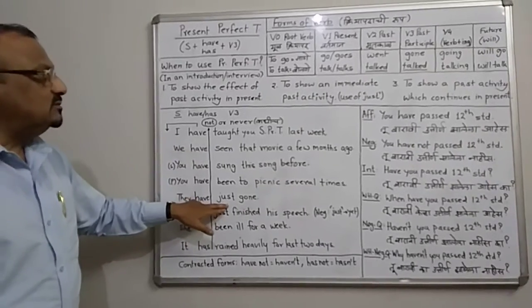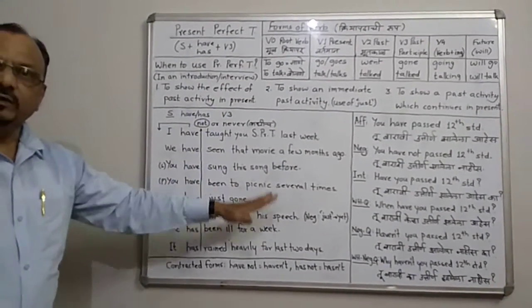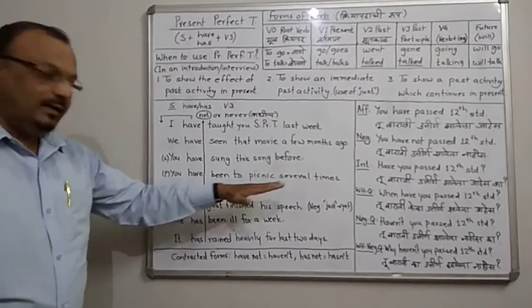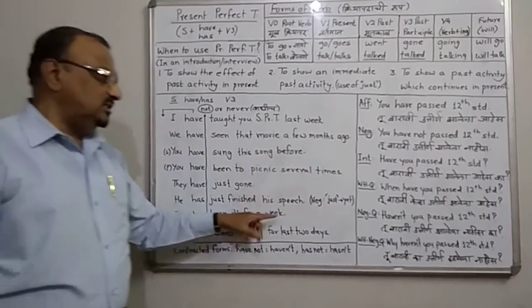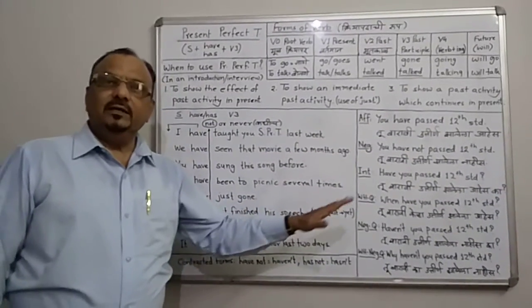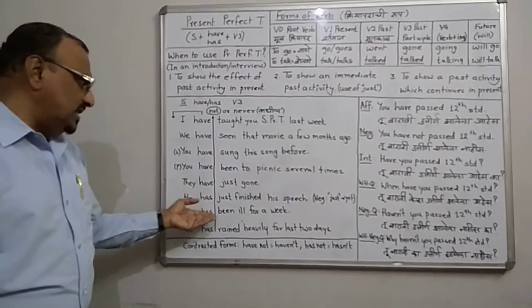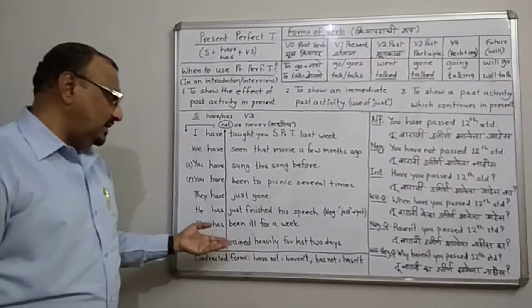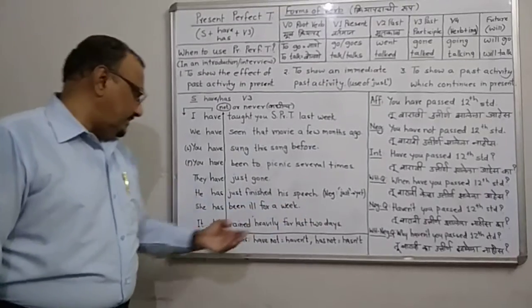Now here is the use of just. Okay, so they have just gone. He has just finished his speech. Okay, then she has been ill for a week. This we have seen.